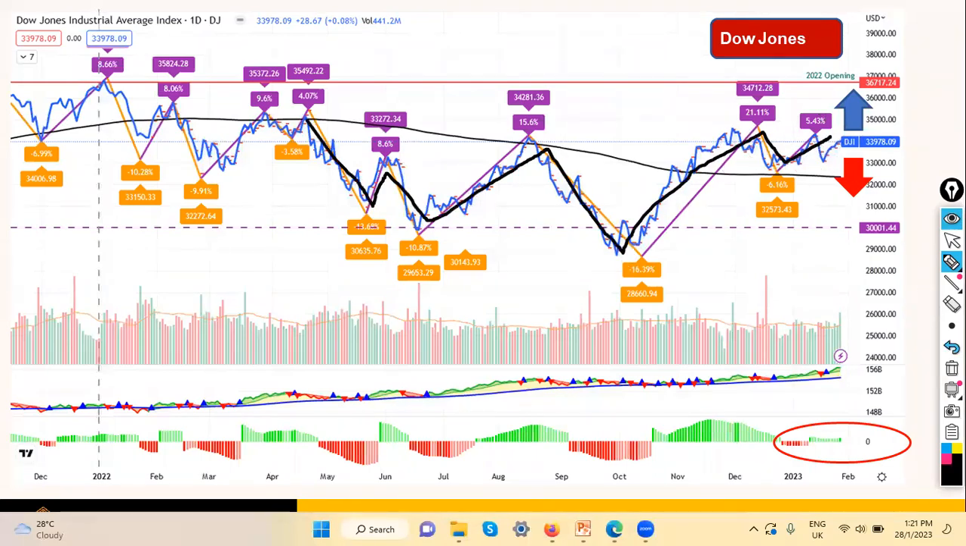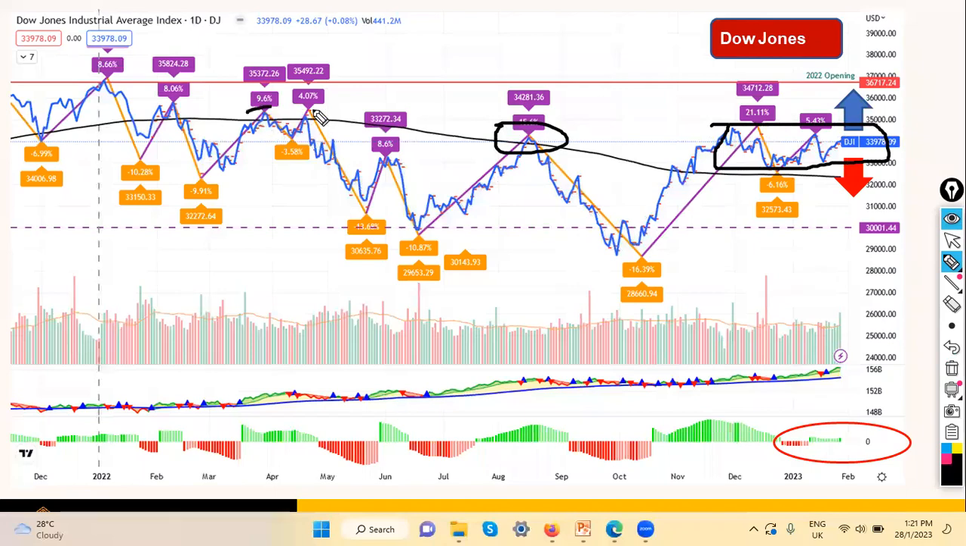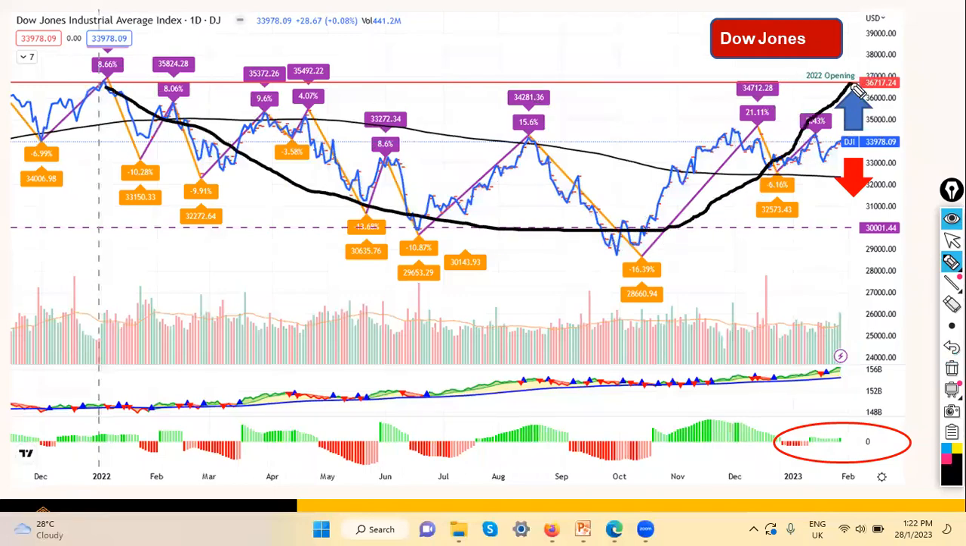It looks like the Dow Jones also has a resistance level at these three areas, here and here and here. The red line is the 2022 opening, which means one year ago the price was around here, and we have almost reached back the entire recovery line to the beginning of 2023.